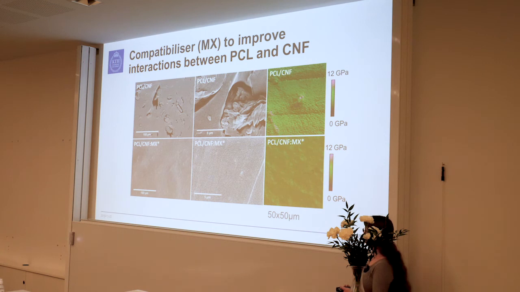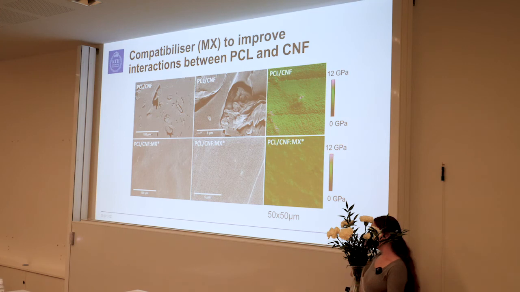Here are SEM and AFM images of a composite. In the bottom row we have MX-treated CNF fibrils added to the PCL, and in the top row we have a reference with untreated CNF fibrils added to the PCL. And as you can quite clearly see in the SEM images, the morphology is quite different, with what appears to be large CNF aggregates in the reference sample and a more homogeneous surface in the composite material.